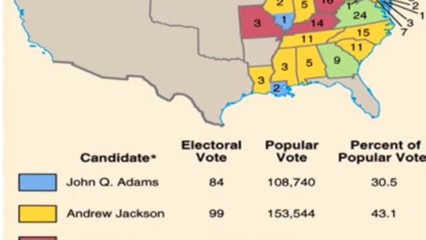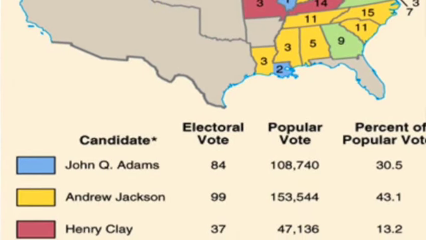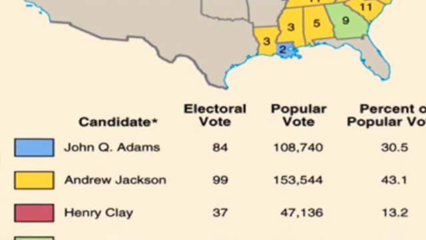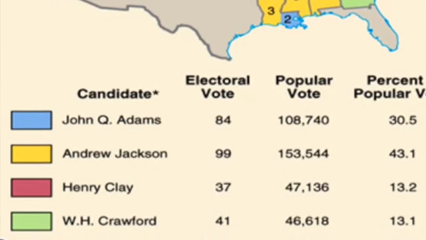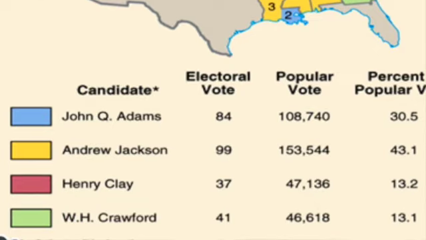What happens is that Jackson wins the popular vote, Jackson wins the electoral vote, but he does not have a majority in the Electoral College to claim victory. So where does it go to? It gets thrown to the House of Representatives.